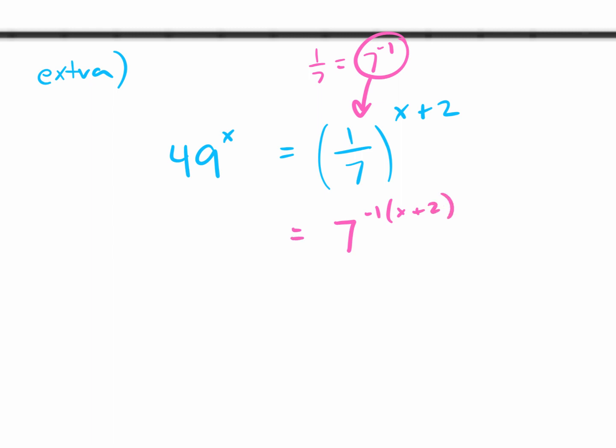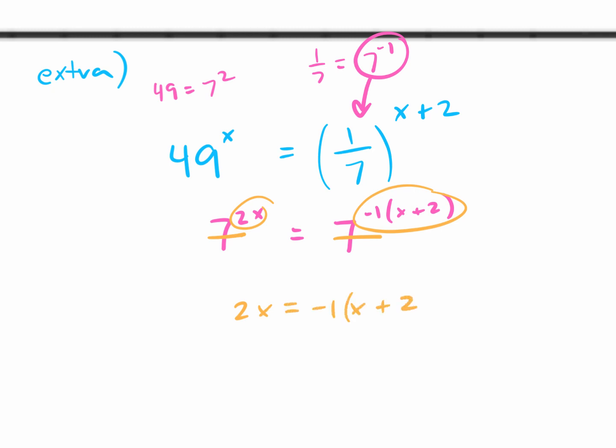how can I change 49 to be the base of 7? 7 squared. Because 49 is the same as 7 squared. We're not changing the value, we're just changing the way that it looks. And then I can't forget the x that was already in the exponent. We just multiply them together. So now when my bases are the same, what can I do? Cancel them out and set the exponents equal to each other. So 2x is equal to negative 1 times x plus 2.